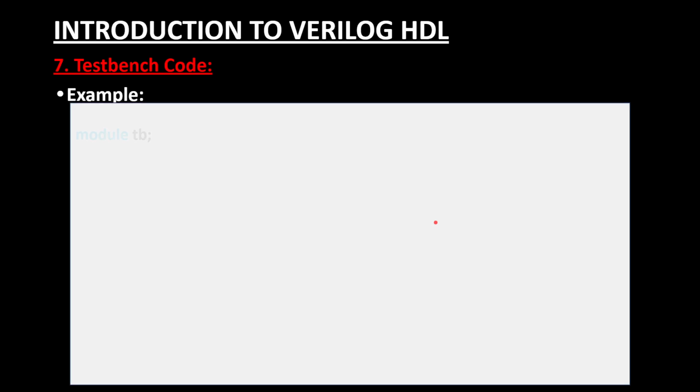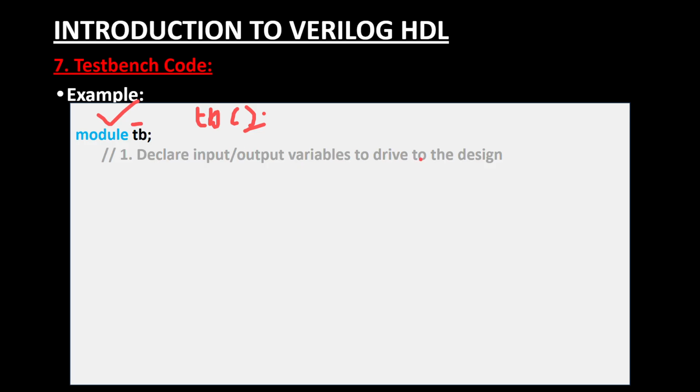Next, this is the TB. So we must declare again. We must give the keyword module and the TB name. You shouldn't mention any port list over here in the TB; you can just give empty braces like this also. Declare input and output variables to drive the design. So in TB, always the input should be reg. I will discuss all these points, just remember, you will get to know. And output will be wire.